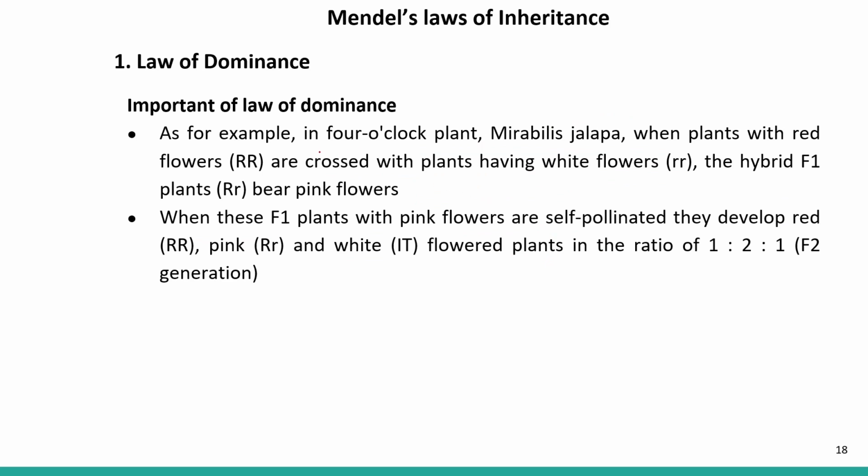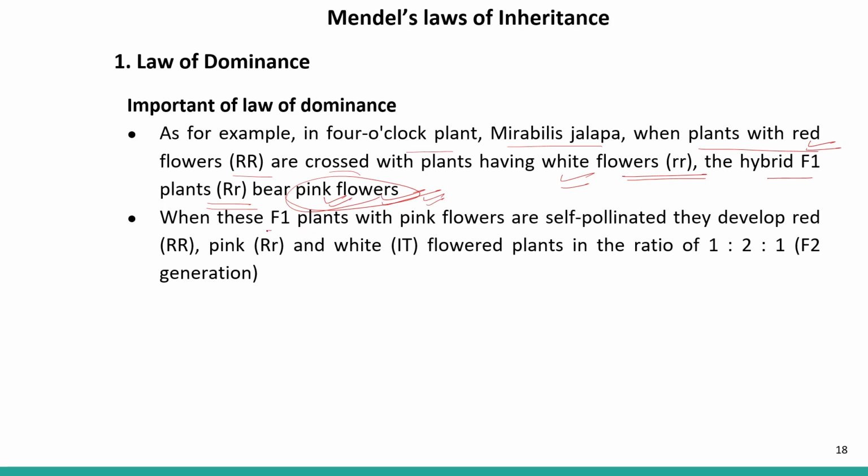As an example, in the four o'clock plant Mirabilis jalapa, when a plant with a red flower, capital R, is crossed with a plant having a white flower, small r, the hybrid F1 will have capital R small r, and it appears as a pink flower. It will not appear red, it will not appear white, but it will appear pink. So red is also expressing and white is also expressing, giving a pink appearance to the flower.